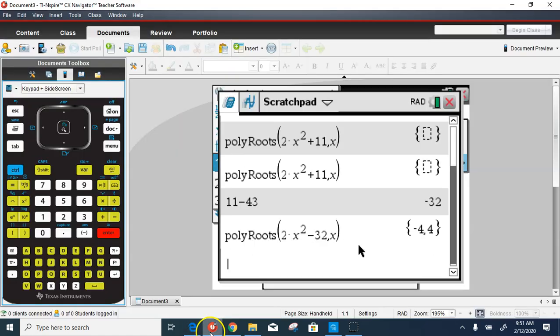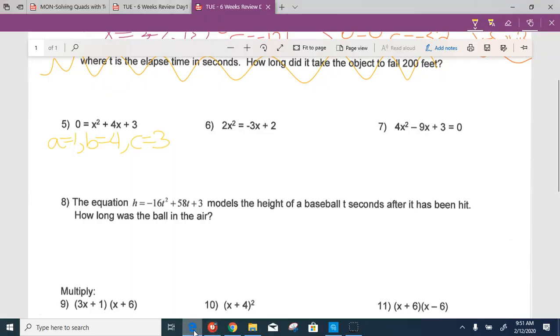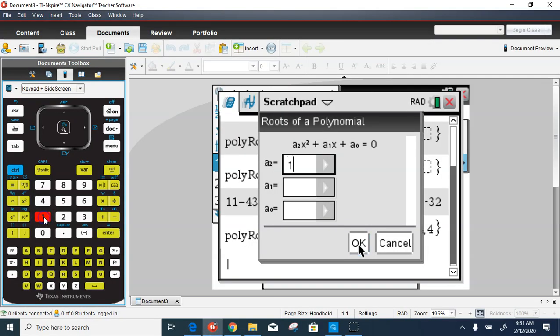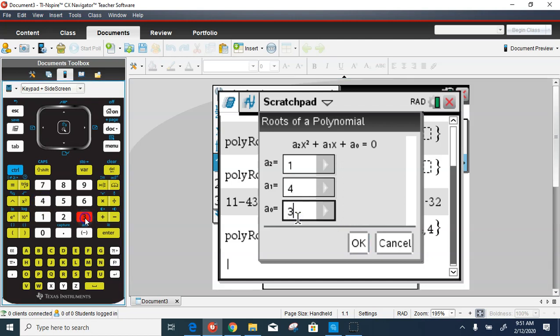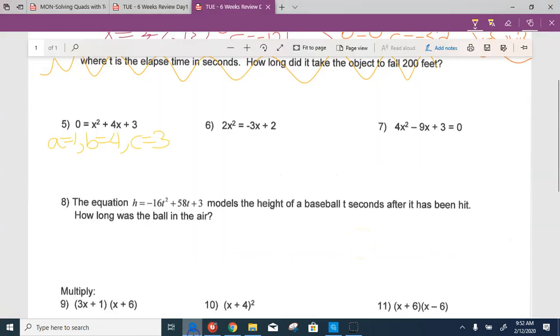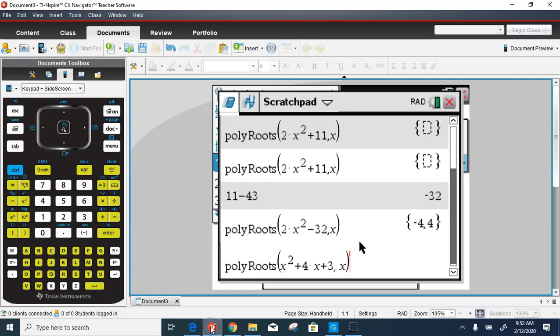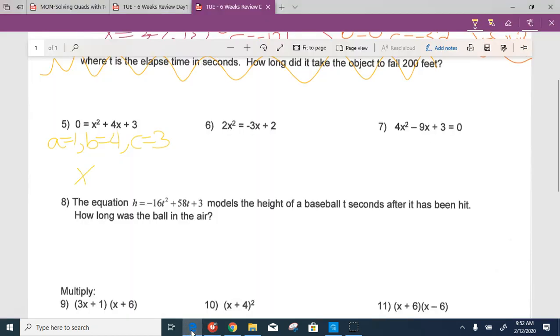1, 4, and 3. So I'll use the same exact functions that I used before. I'm like Dory this morning. I remember the numbers I just used. 1, 4, 3. Okay, it should look like that: x squared plus 4x plus 3. Correct. Press enter. Negative 3, negative 1. That means this graph would have x-intercepts at these 2 points if we were to graph it.